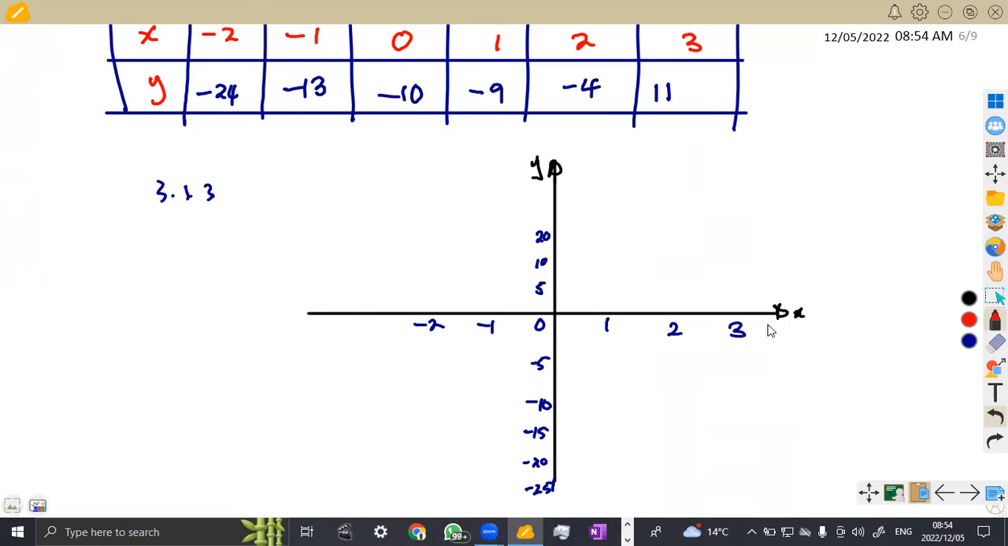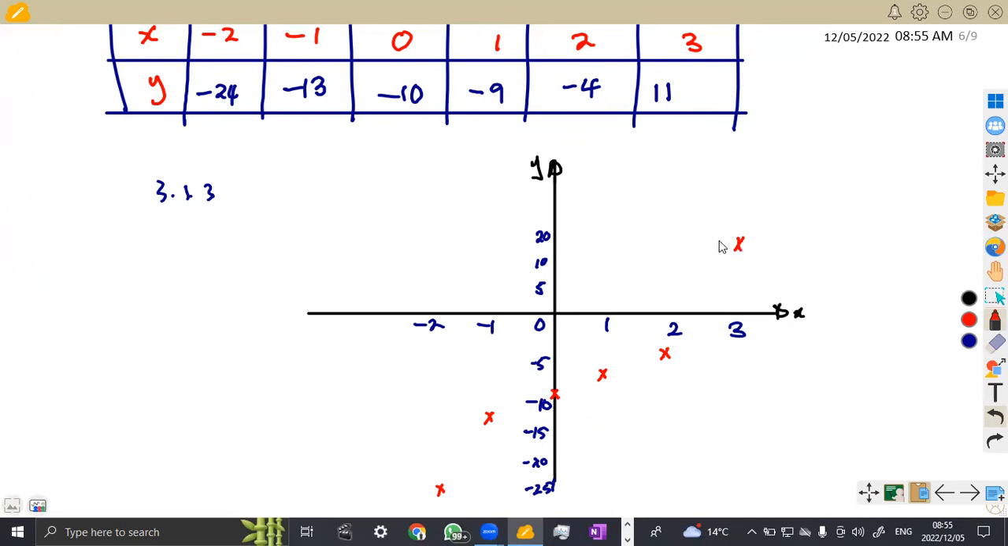Okay, so just name any points of your choice there. So -2 versus -24, maybe that's somewhere here. -1 and -13, maybe that's somewhere here. 0 and -10, that's somewhere here. 1 and -9, maybe that's somewhere here. 2 and -4, maybe somewhere here. And 3 versus 11, maybe somewhere there.